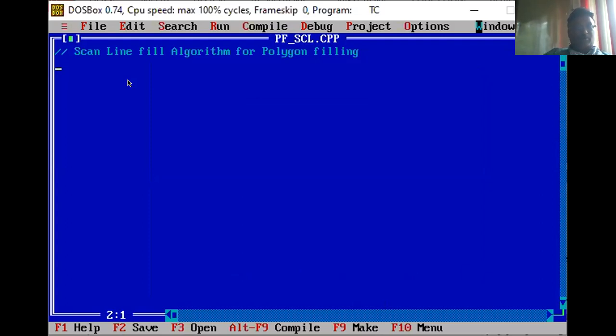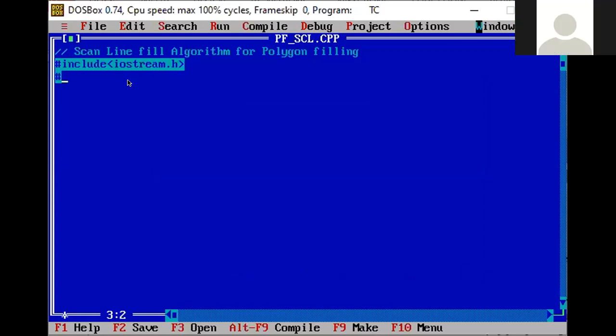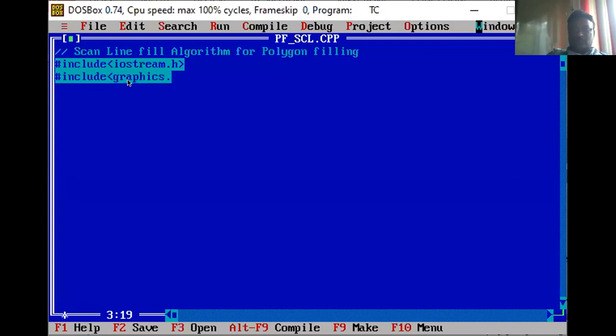Now here, first of all, hash include iostream.h. What is this iostream.h? Input output stream.h. Then hash include graphics.h. Here you also have to include hash include conio.h. Okay, so these are the three files you have to include first.